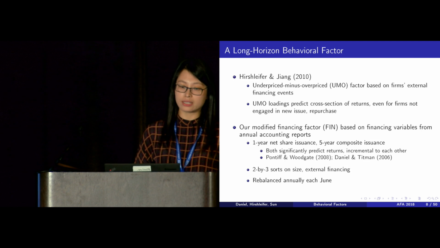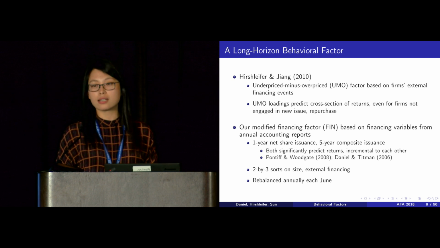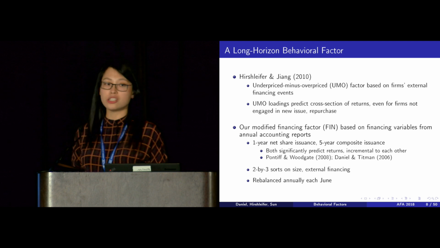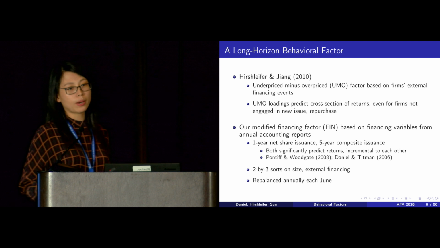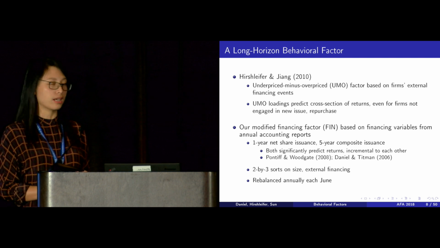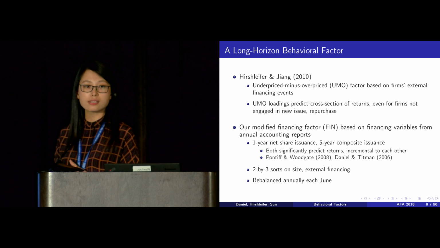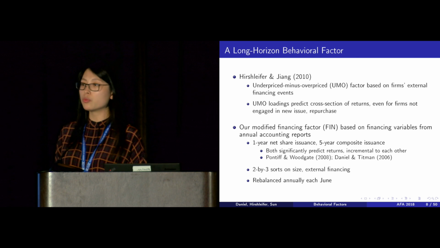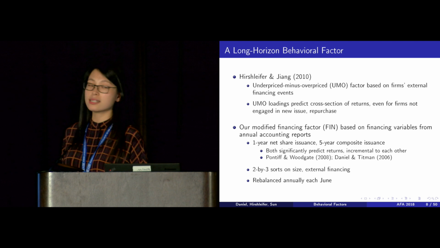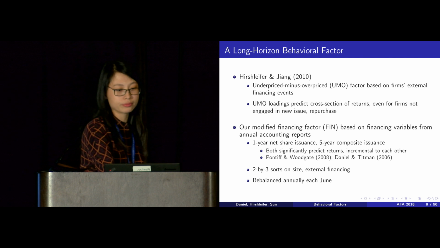There is a financing factor in the literature, for example the one proposed by Hirshleifer and Jiang, which is based on firms' external financing events, such as IPOs, SEOs, debt issues, etc. In this paper, we propose a modified financing factor based on firms' financing information from annual accounting reports. Basically, we combine the 1-year net share issuance and the 5-year composite issuance. We form this financing factor by the standard approach, 2x3 sorts on size and external financing, value weighted, and the factor is rebalanced annually every June.